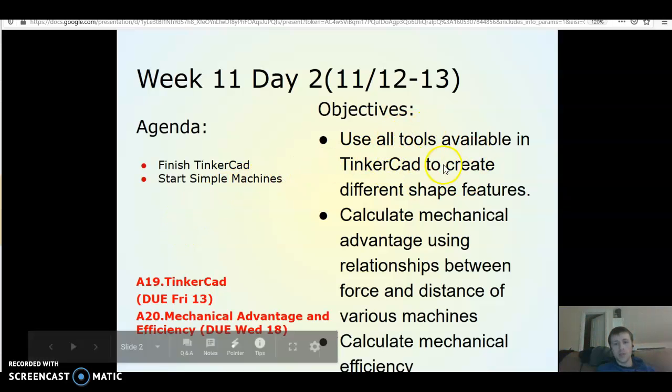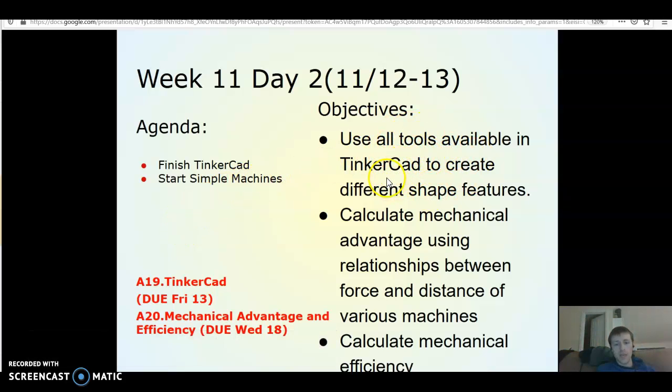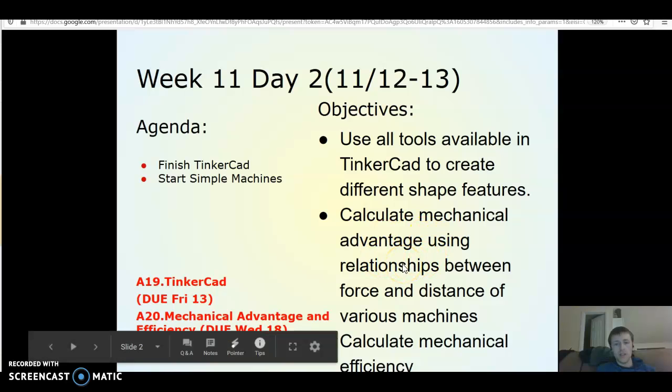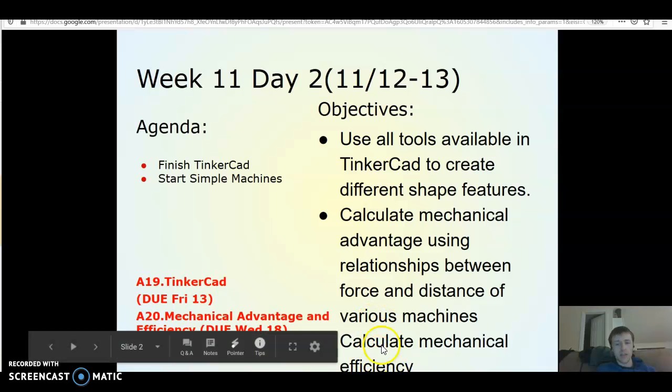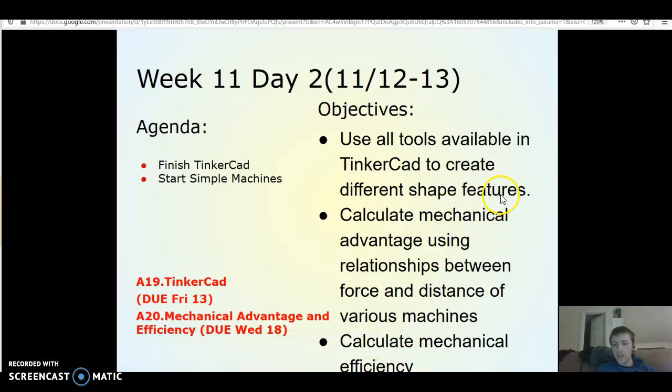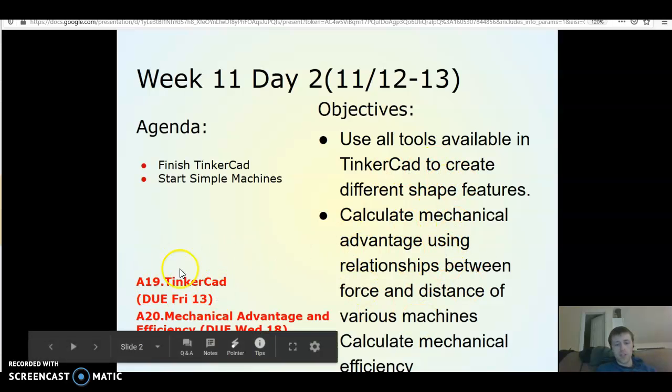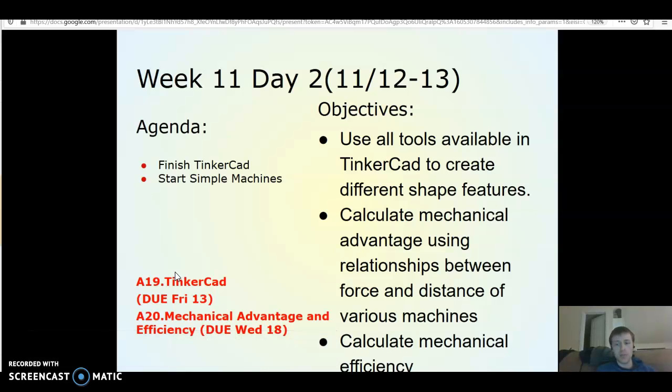Our objectives are to use the tools available to IntegrityCAD and to calculate mechanical advantage using relationships between force and distance, as well as to calculate mechanical efficiency. Let's go ahead and take a look at the second part. If you're having trouble with assignment 19, you should try emailing me or watching the previous video where I go over how to set up all the necessary constructions.